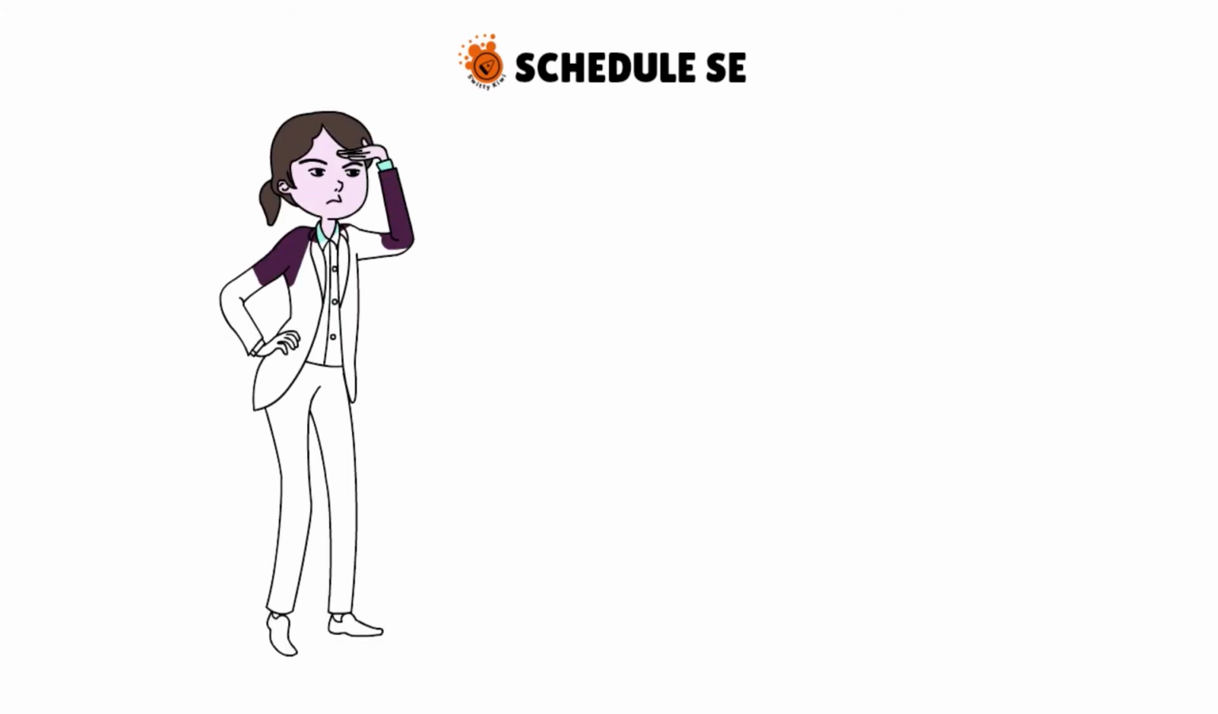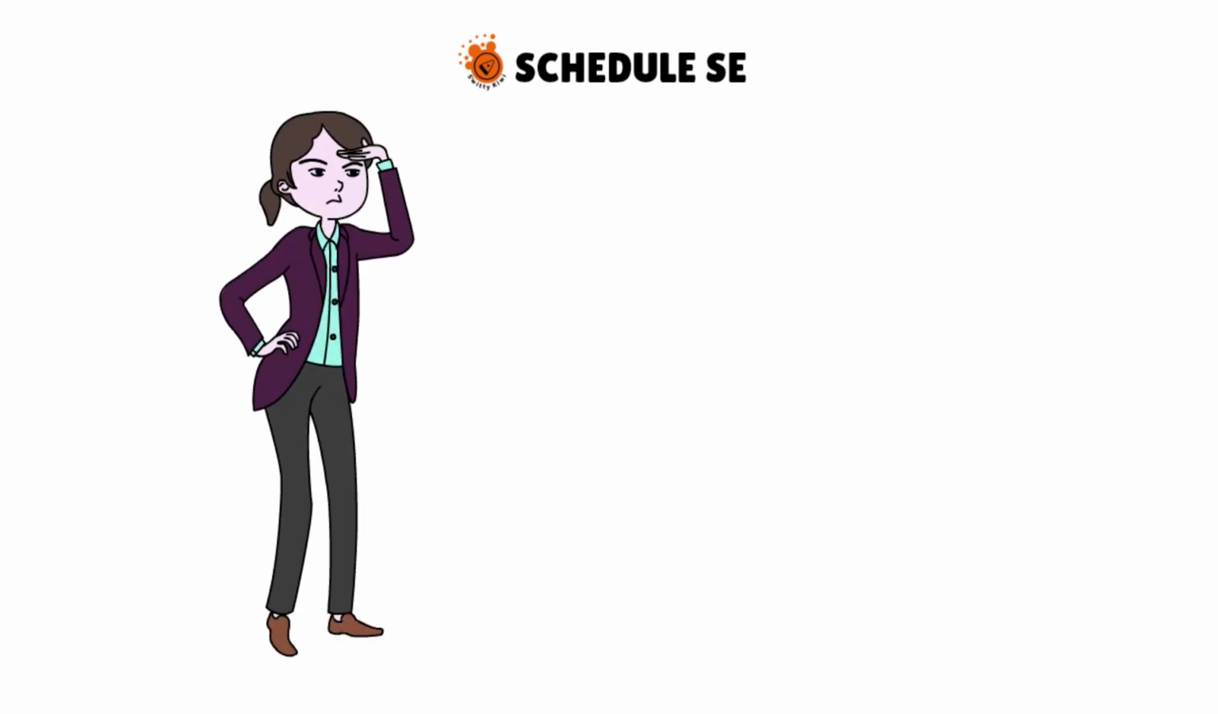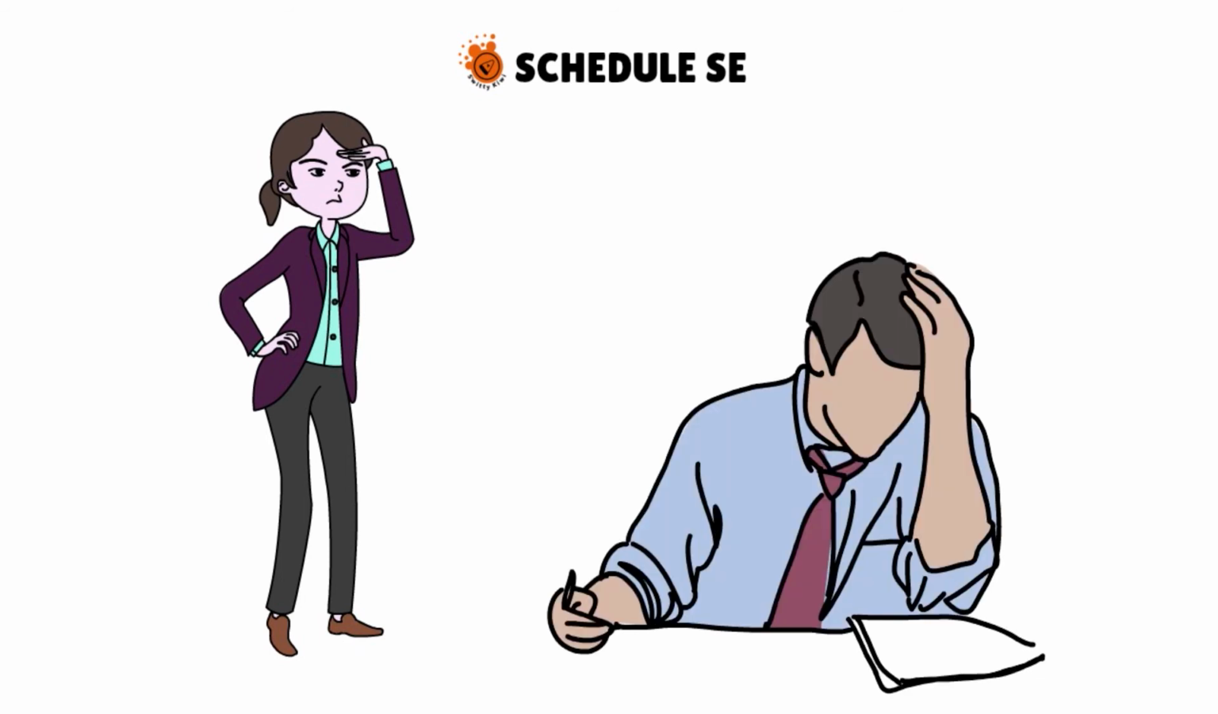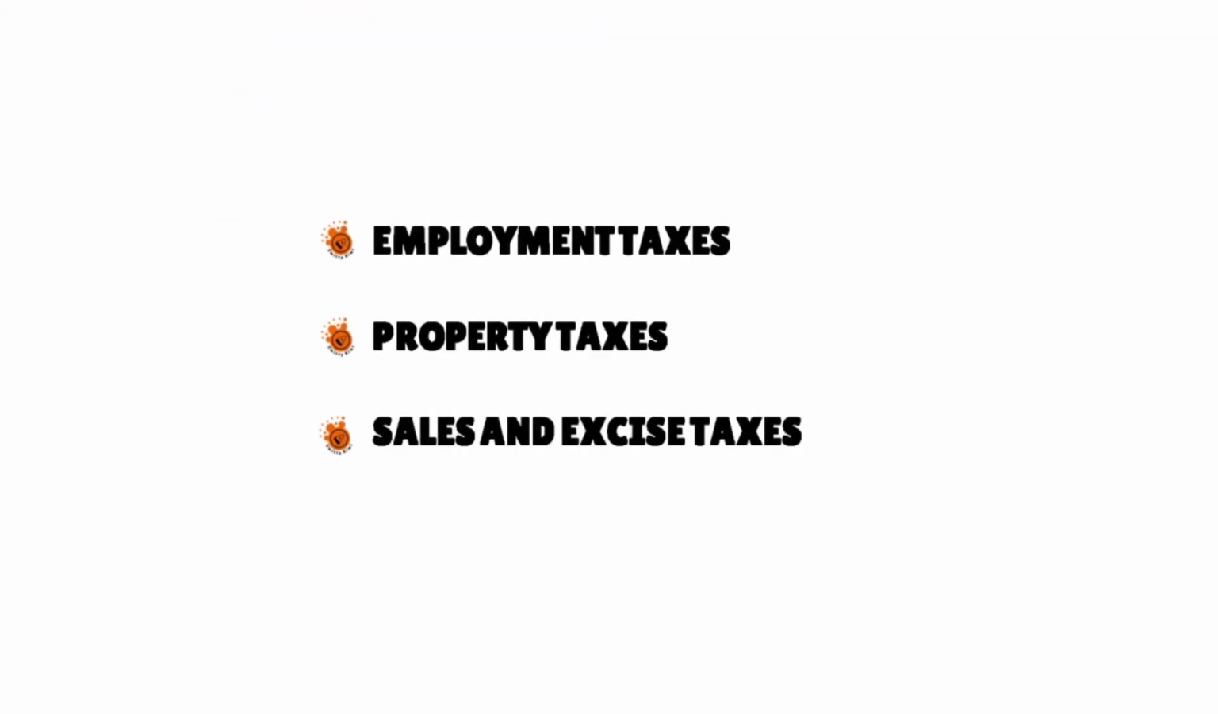And you also want to use information on your Schedule SE. As I mentioned earlier, as a sole proprietor, you are responsible for self-employment taxes. So you have to be very careful about how you complete Schedule SE, because you're going to have to justify certain numbers there. Other taxes that you have to be aware of include employment taxes, property taxes, sales and excise taxes. I already said that.